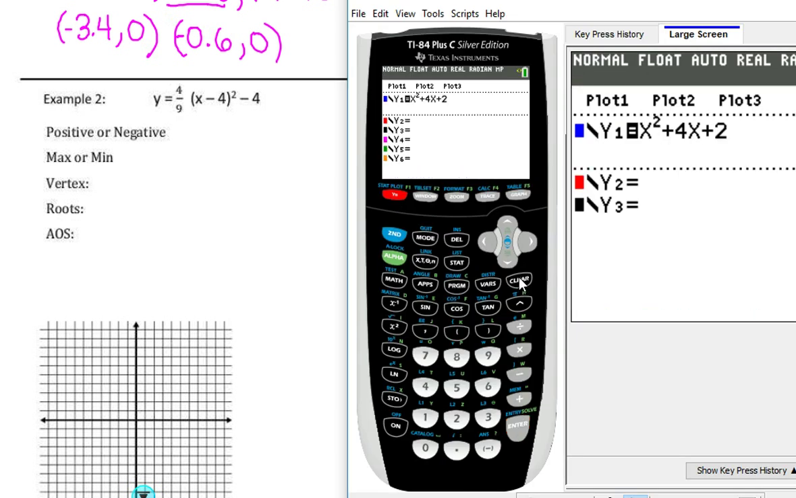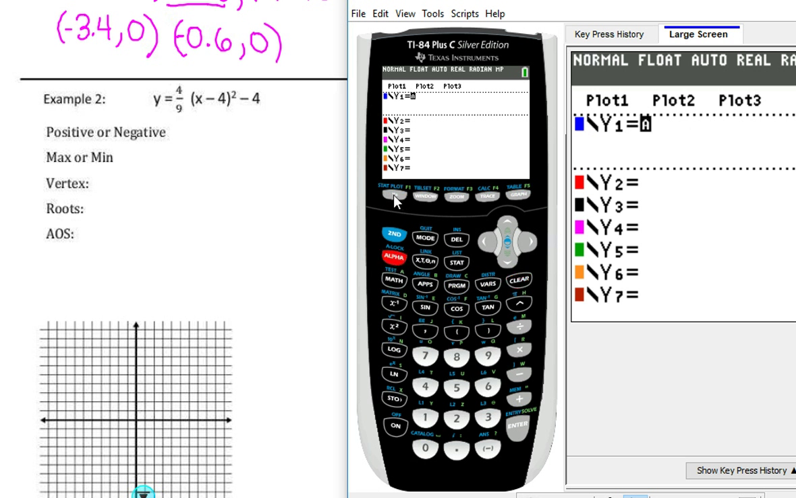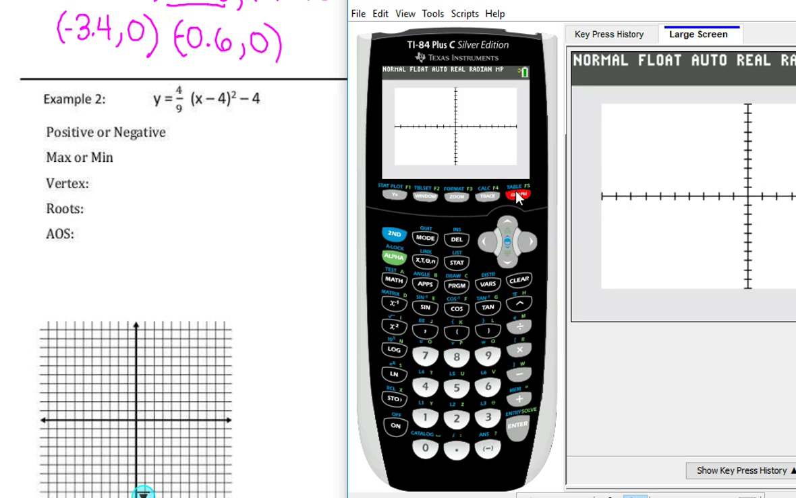Go to y equals, clear this out, and we're going to type in our quadratic function, 4/9 x minus 4 squared minus 4. Oh crud, I messed that up because I wasn't paying attention. 4/9. Okay, now this will be right. x minus 4 squared minus 4. So make sure that you're typing it in exactly how it looks on your assignment. Click on your graph. Let's see what this thing looks like. And oh, there he is.